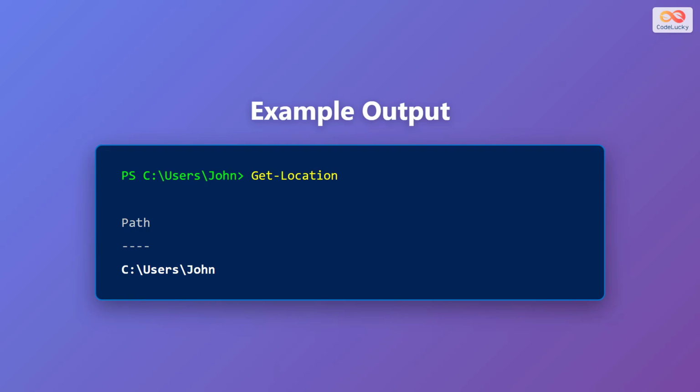Let's look at what happens when you run Get-Location. When you execute the command from a user directory, PowerShell returns a formatted output with two sections. First, you see a header labeled Path, followed by a line of dashes for visual separation. Below that, you see the actual path, such as C:\Users\John. This output clearly shows you're currently in the John user directory on the C drive.